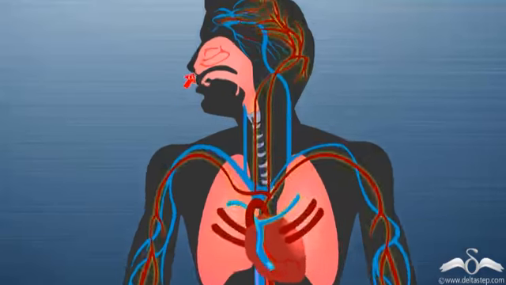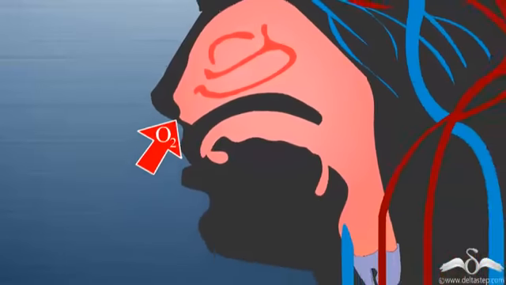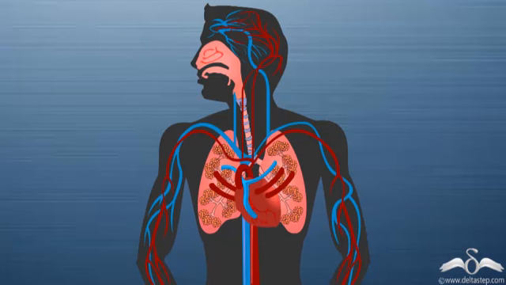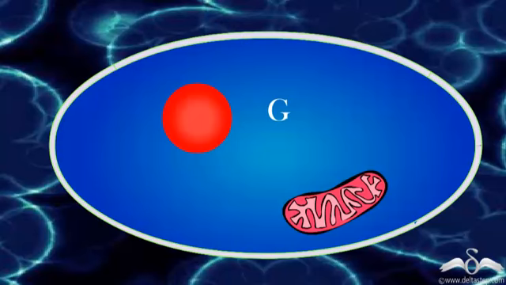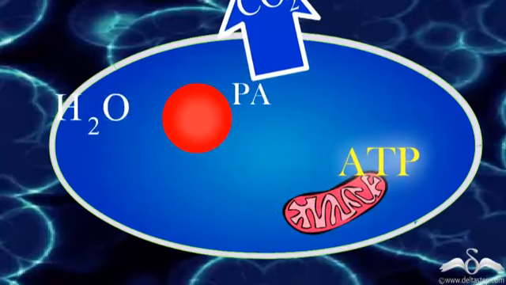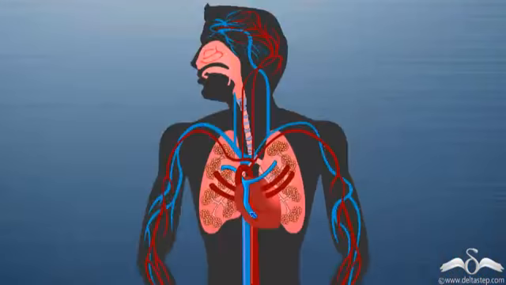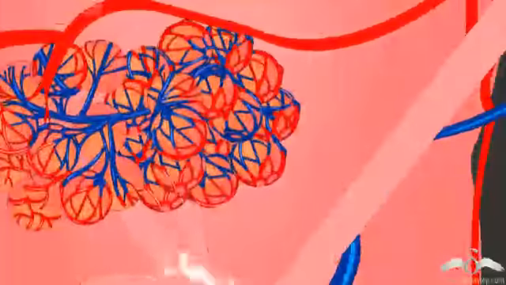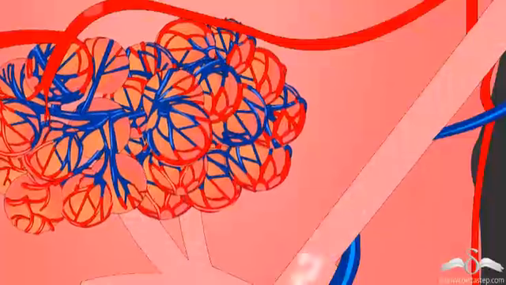We breathe in air that is rich in oxygen. This oxygen is transported to all the body cells. Now, through cellular respiration, carbon dioxide is generated, and this carbon dioxide is again brought back into the lungs. Now, this gaseous exchange takes place in these alveoli.